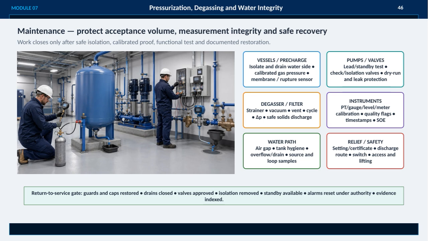Water path management focuses on maintaining air gaps, tank hygiene, overflow and drainage controls, and collecting source and loop samples. Finally, relief and safety devices must have proper settings, valid certification, secure discharge routes, operational switches, as well as accessible and safe lifting arrangements. The return to service gate confirms that guards and caps are restored, drains are closed, valves are approved, isolation is removed, standby units are available, alarms are reset by authorized personnel, and all evidence is carefully indexed. This thorough process ensures the MVAC system remains safe, functional, and reliable.